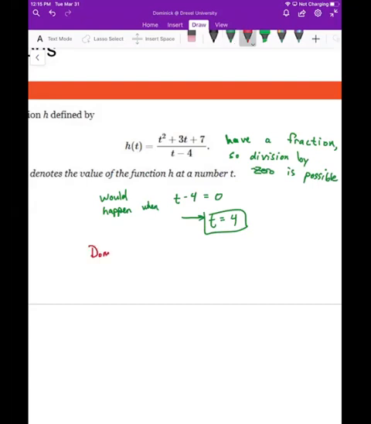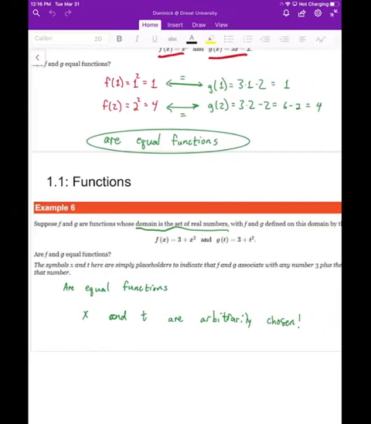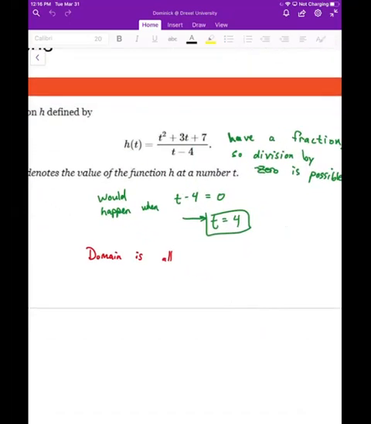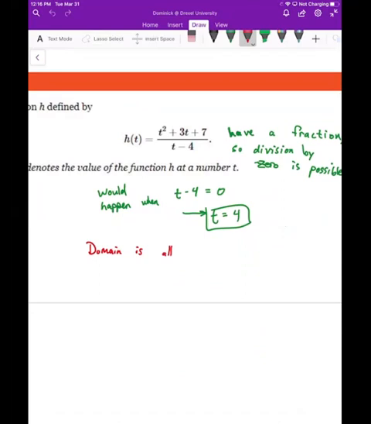So the domain is all real numbers, as long as t is not equal to 4. Right? And then, of course, how could you say this in a more sophisticated way? You could say this is the real numbers minus the value t equals 4.